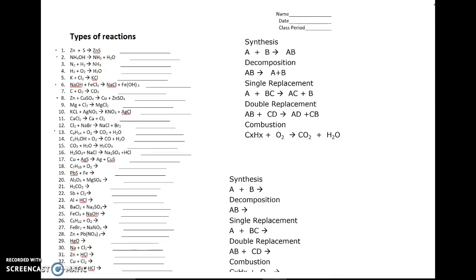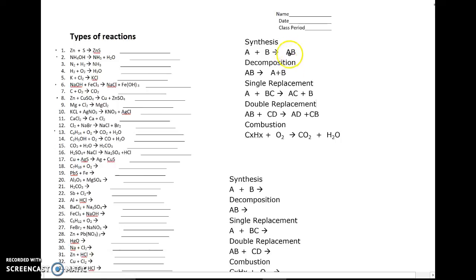Okay, today we are identifying types of reactions. So here we have a list of a whole bunch of different chemical equations representing different types of reactions. And here are our 5 different types of reactions: synthesis, decomposition, single replacement, double replacement, and combustion. This is just something that I've taken from your notes just to give us a nice simple reference that we can use to figure out what type of reaction is taking place here.